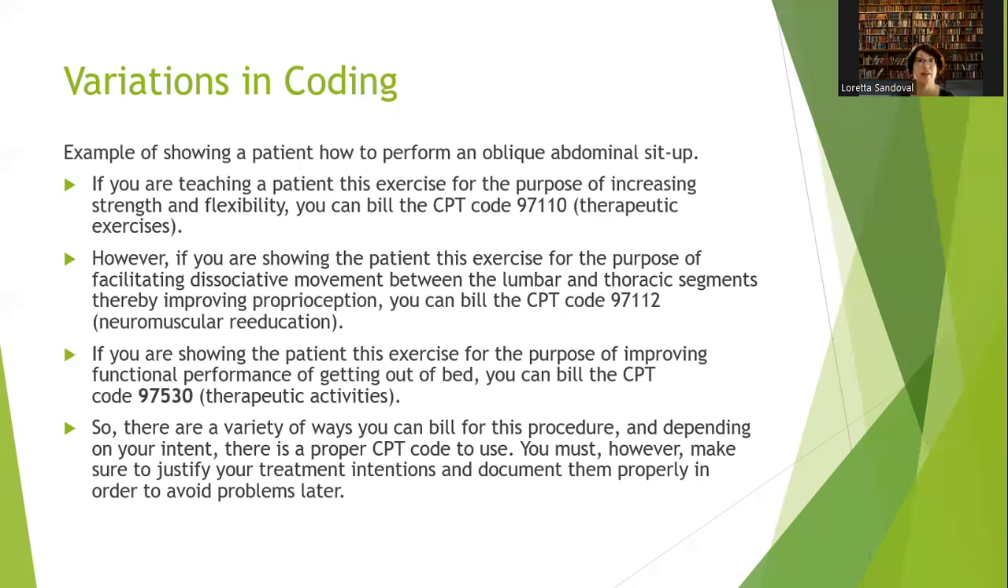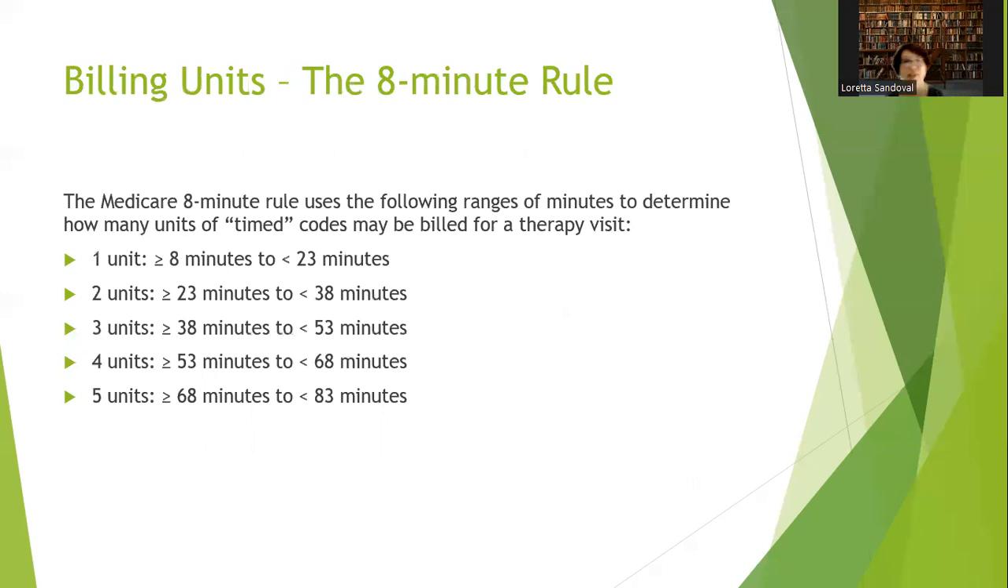If you said instructed patient in oblique abdominal sit-up to improve upper and lower trunk dissociative movement to decrease axial rigidity, sure, 97112. So document what you did, why you did it, and that should tell you which code you should use. It sounds easy when you say it that way, doesn't it? Maybe not as easy in real life.